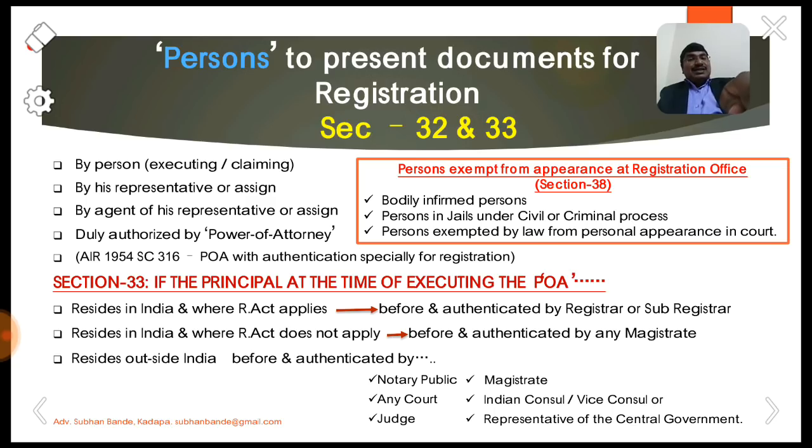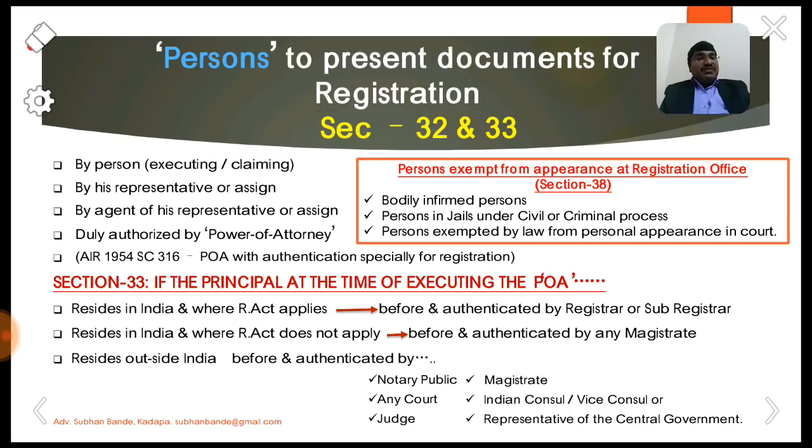If the executor resides outside India, he should execute the special power of attorney before notary public or any court or any judge, any magistrate, any Indian consul or any vice consul or representative of central government. It should be authenticated by any one of these persons. This is the law related to special power of attorney and the persons to present documents for registration as under section 32 and 33.